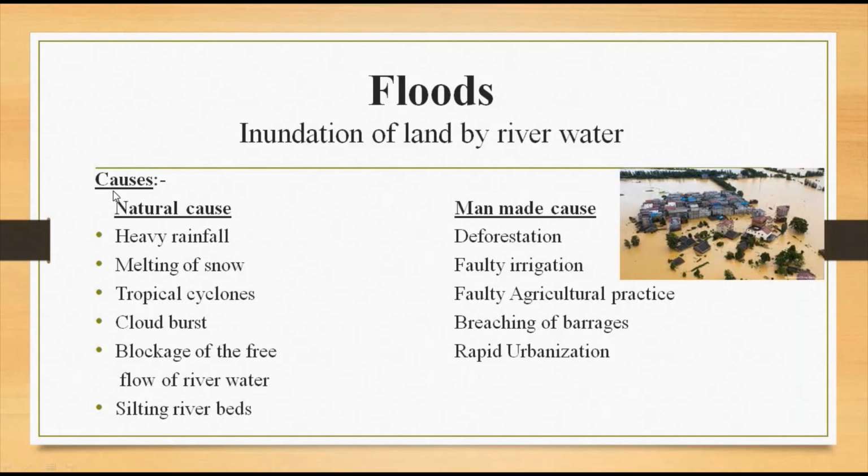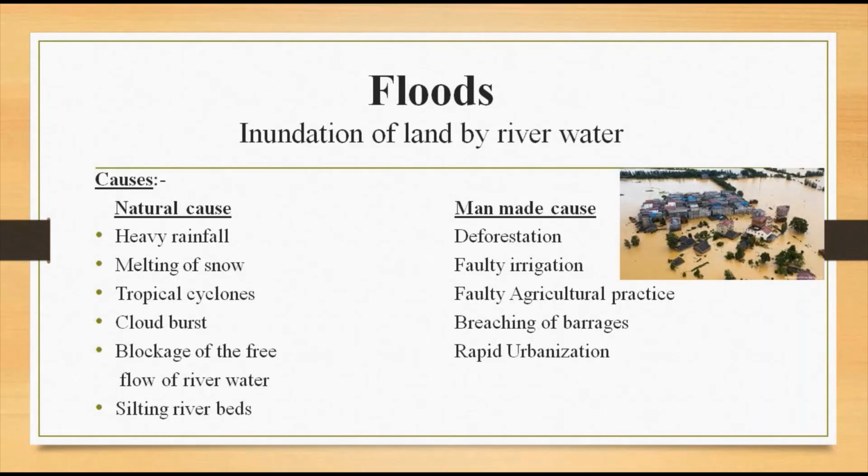These causes can be divided into two: natural causes and man-made causes. Which are the natural causes? Heavy rainfall. Because of heavy rainfall, the capacity of the river to hold the water is very low, so it will overflow. Melting of snow is also a cause in North India. Snow melts because of high temperature, and that water flows into the river. When more water comes than the river's capacity, it will overflow.